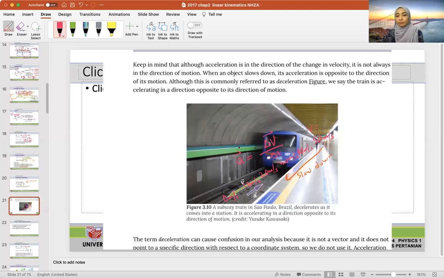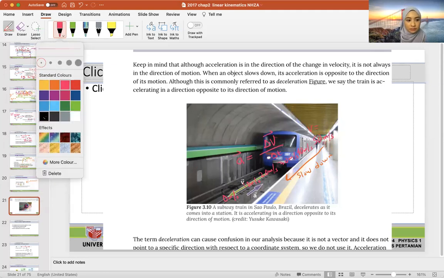Okay, so let's see. We started with 50 meter per second and we ended with 0 meter per second. Can anyone tell me what is the acceleration? Is it a positive or a negative? Negative. Why is that? Because the train is slowing down. Okay, it's slowing down. But in terms of the equation, how did you know it's negative?